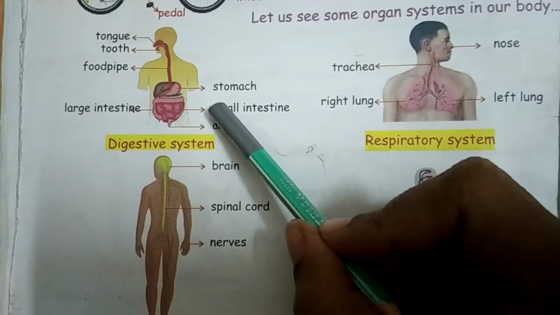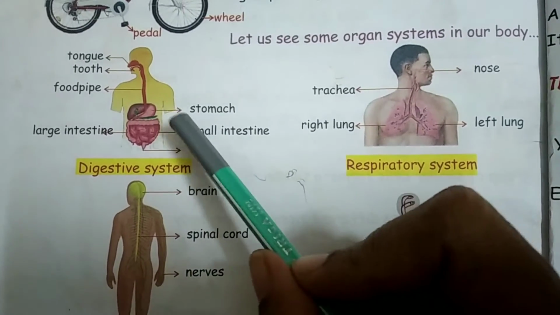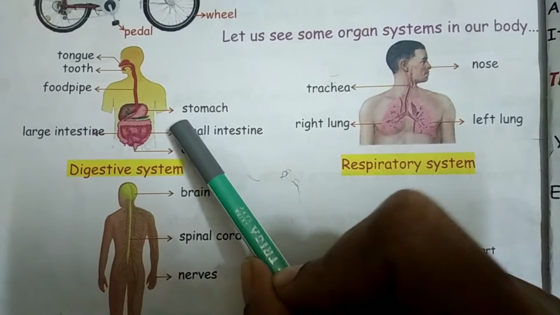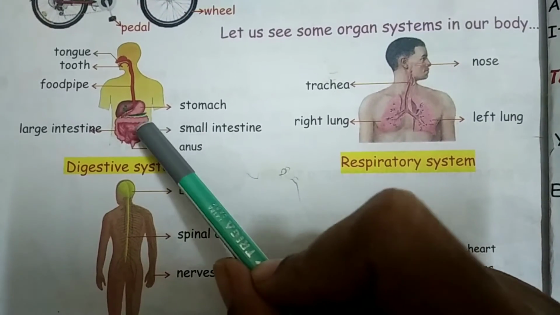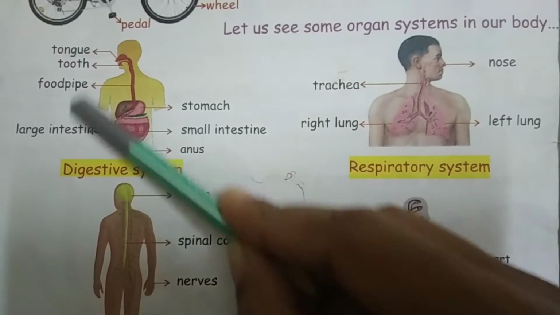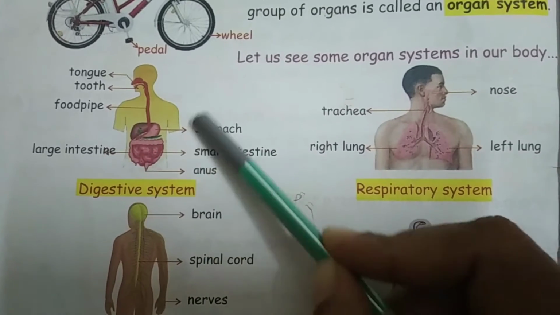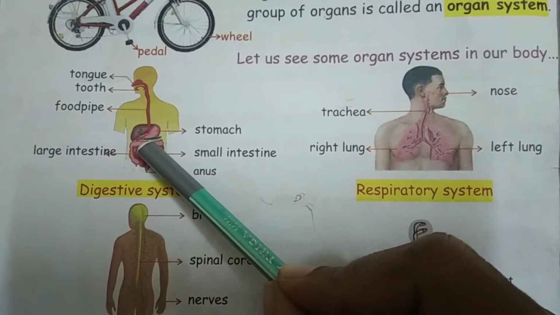Okay, so this is the digestive system, children. How we eat the food, how we get energy, and how the waste products go out of our body, this process is called the digestive system, and these particular organs help the digestive system.